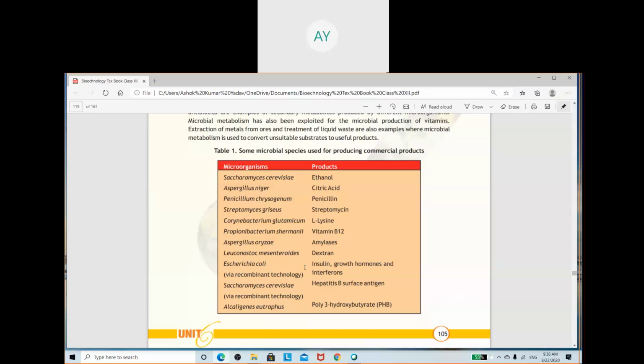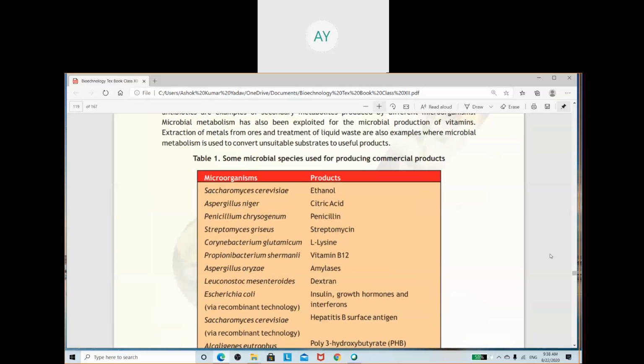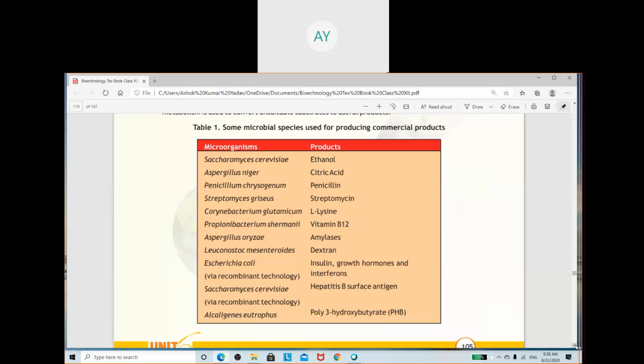Next is interferon. So how are they going to produce it? Through recombinant DNA technology. It is written here, through recombinant DNA technology. So try to know the example. This is the most important example from your CBSE exam point of view. Okay.